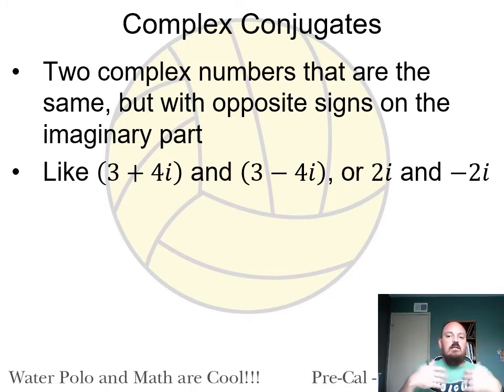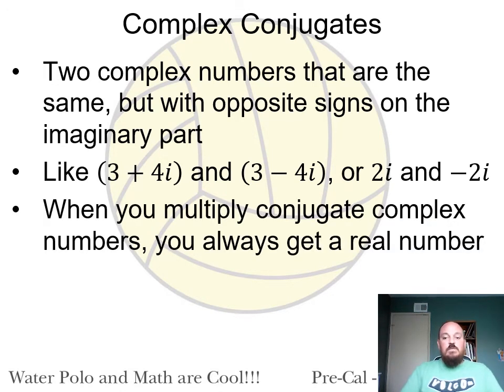middle. Now the second example I gave you, just to show you that, yeah, 2i and -2i are also conjugates, because what it really means is 0 plus 2i and 0 minus 2i. And that's not as obvious because you're used to seeing two terms, but those count as conjugates also.